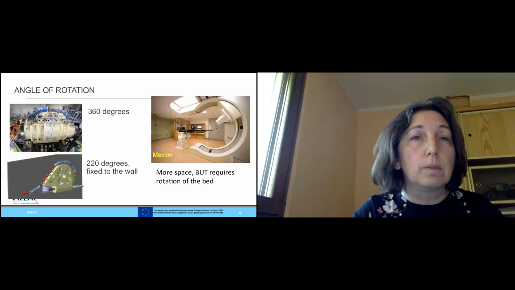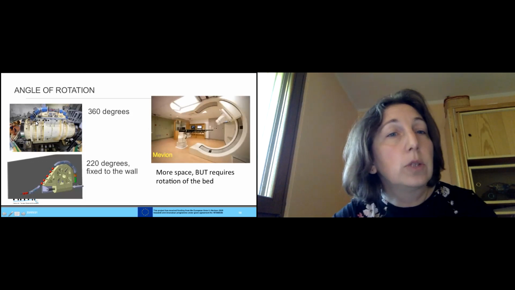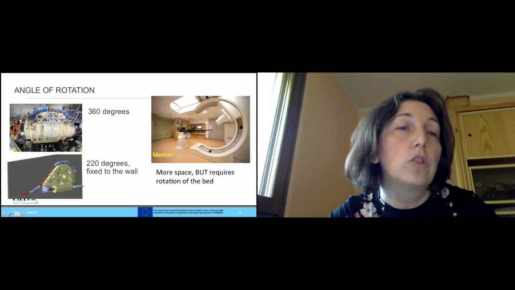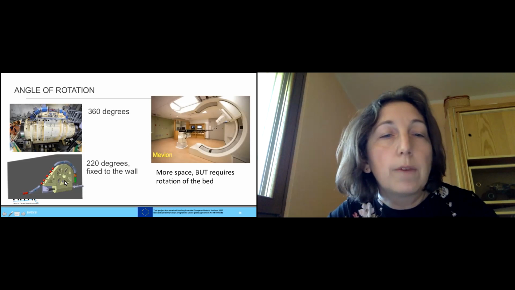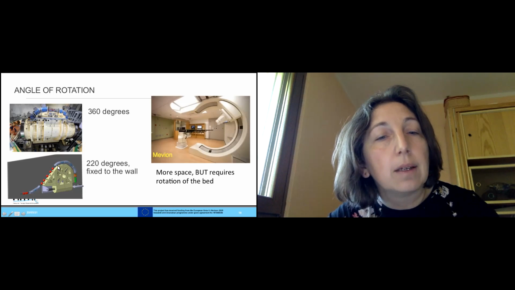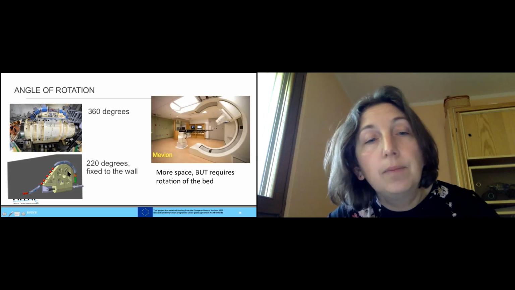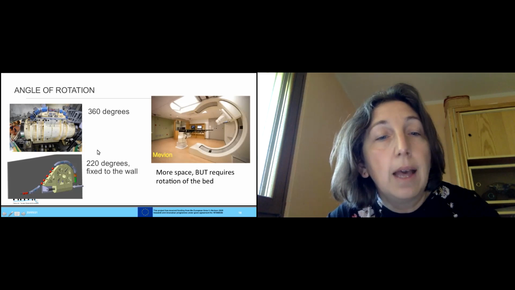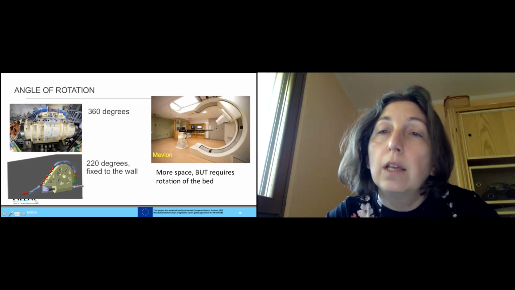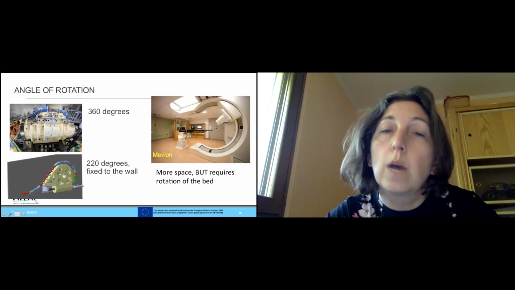Now, angle of rotation. The Japanese gantry rotates by 360 degrees around this very, very robust but heavy structure. Our proposal is to have a gantry which is fixed to the wall and therefore rotates by only more than 180 degrees, let's say 200, 220. And you see here in this picture, this is a proton gantry by Mevion. You see from these pictures the advantages of having a smaller rotation angle. So all the mechanics is hidden behind the wall.